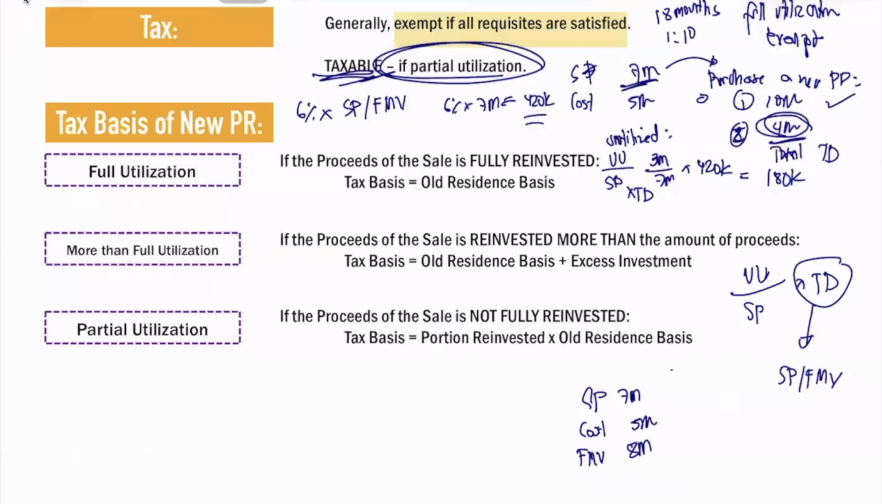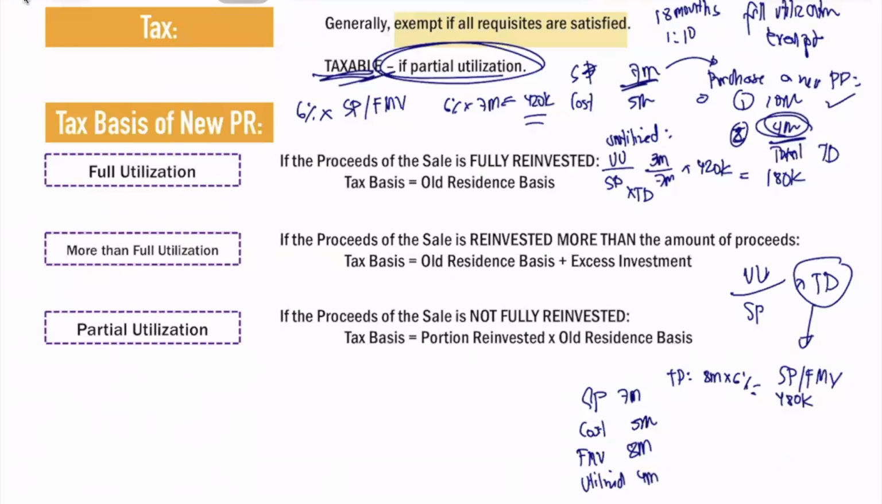Let's compute for the tax due. The tax due is 8 million multiplied by 6%. 8 times 6% will give you 480,000. Now, sinabi natin na 4 million lang yung utilize mo. You utilize only 4 million.